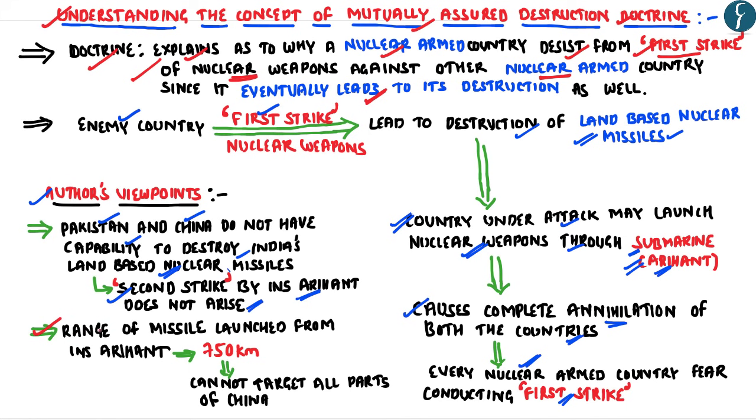Secondly, the author highlights that the range of the nuclear missile which can be launched from INS Arihant is only 750 km. Now, using this nuclear missile, India can target Pakistan. However, it cannot target all the parts of China. Now, these are the viewpoints put forward by the author with respect to the induction of INS Arihant.